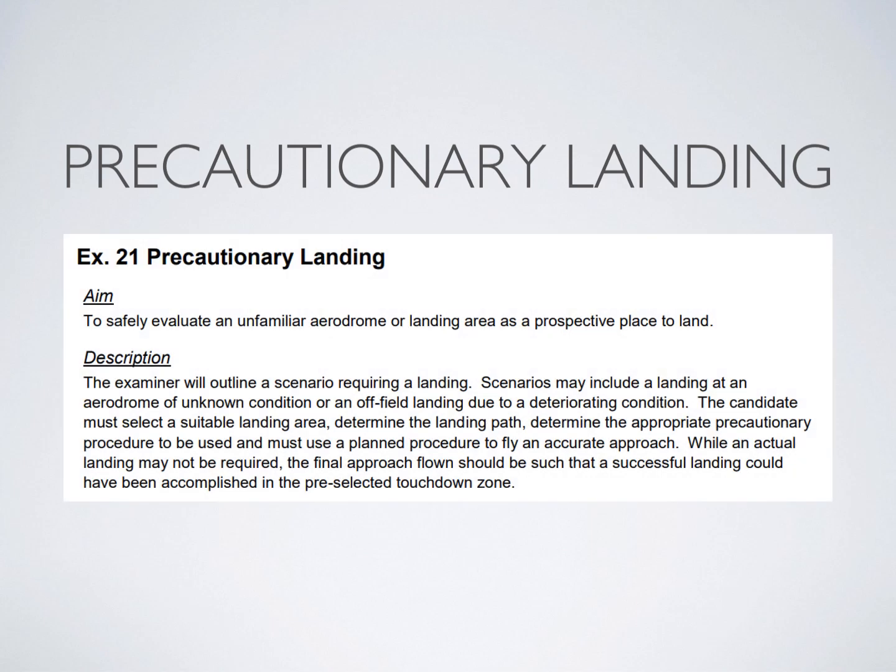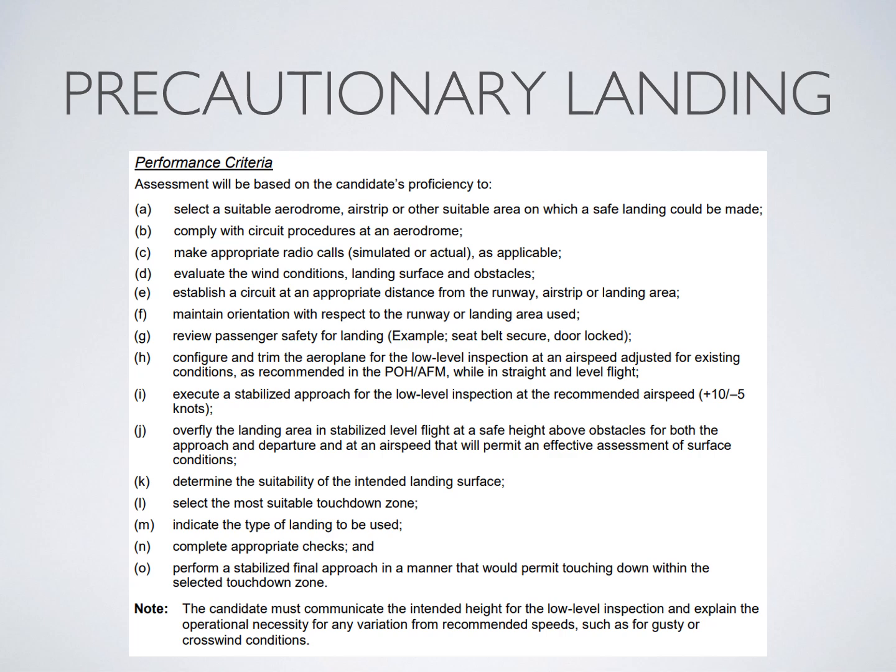So this evaluation is to make sure that you are able to do essentially a low-level pass or a low-level inspection to investigate whether you could not only land on a certain chosen area, but also take off from it. So you have to get low enough and stable enough to be able to assess the landing surface to make sure that it is suitable for you to actually take off again from. This is the performance criteria for this precautionary landing. Well, it's a lot of material, so we're going to go through it slowly one by one.